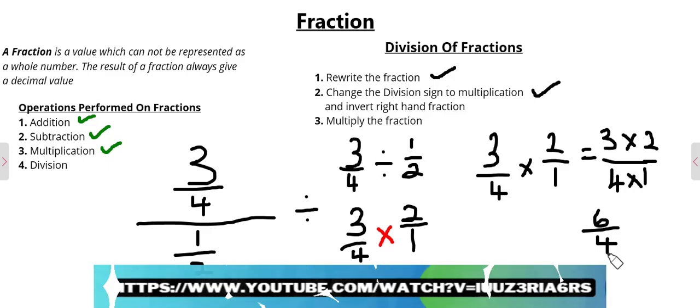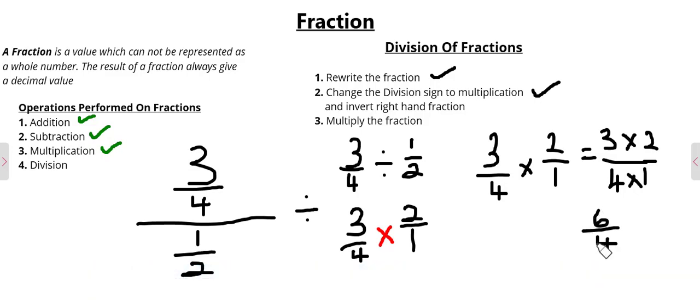Now again, you have to check the video in the description about how to find LCM. You find how to get the common factor. There's something common to 6 and 4, which is 2. So if 2 divides 6, we are going to have 3, and if 2 divides 4, we are going to have what? 2. So our final answer is 3 all over 2. That is the answer to this very question that we have here: 3 all over 4 divided by 1 all over 2.